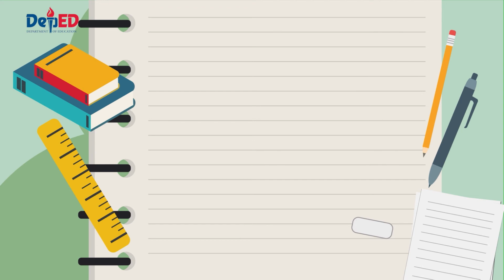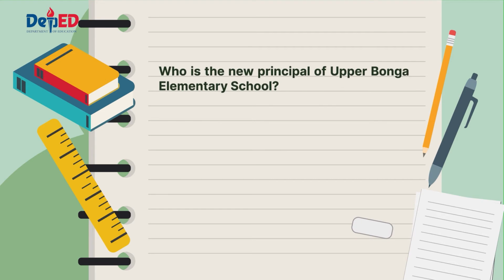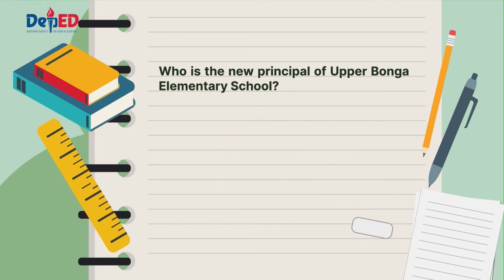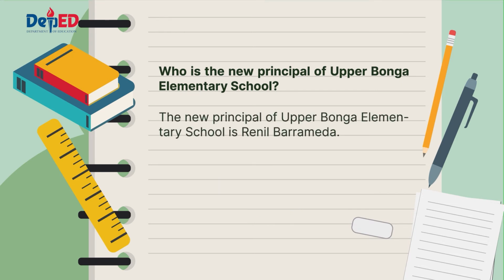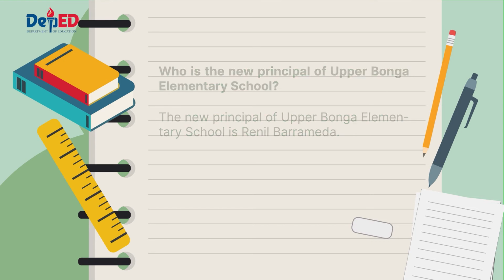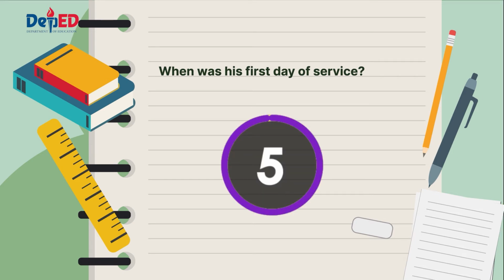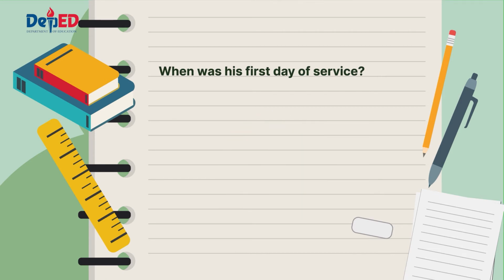Let's see if you can answer the comprehension checkup for this text type. Number 1. Who is the new principal of Upper Bonga Elementary School? If your answer is Renil Barameda, then you're excellent. Second question, when was his first day of service? Do we have the same answer? It was last June 23, 2019. You got it!